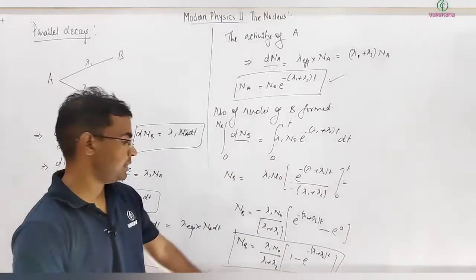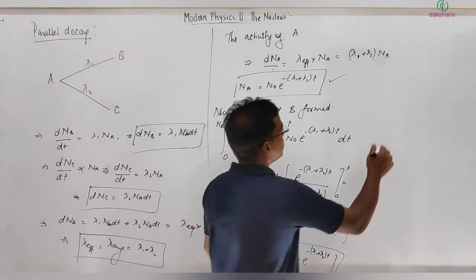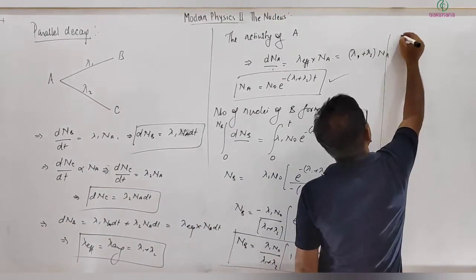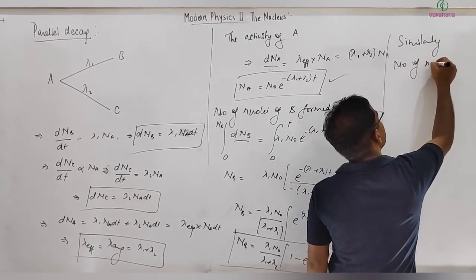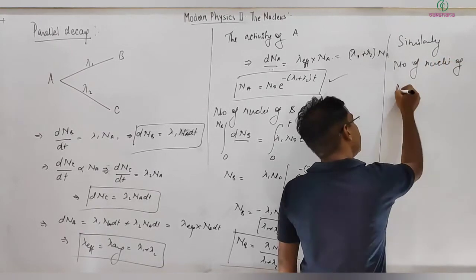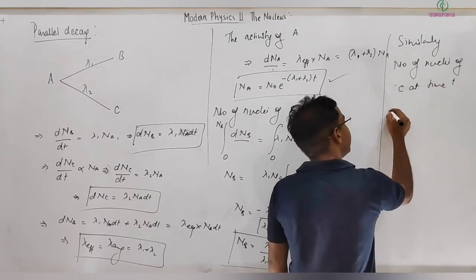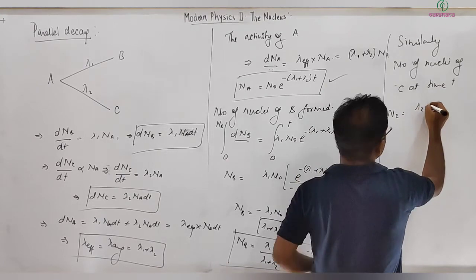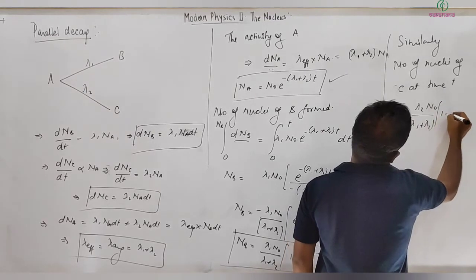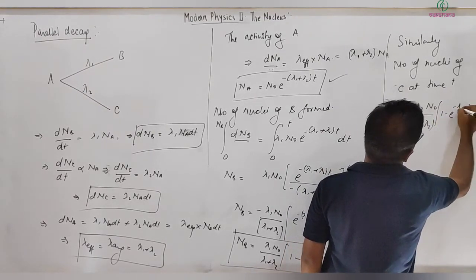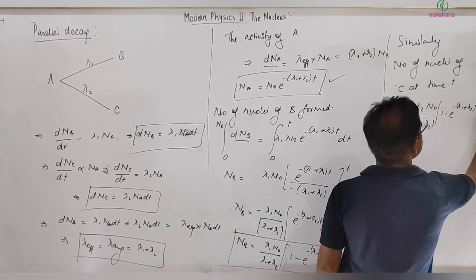So this is the number of nuclei of B formed at any time. Exactly going in the same manner, similarly, the number of nuclei of C at time t can be written as lambda 2 n naught over lambda 1 plus lambda 2, into 1 minus e raised to power minus (lambda 1 plus lambda 2) into t. If you just solve it in exactly the same manner, then you will get this.